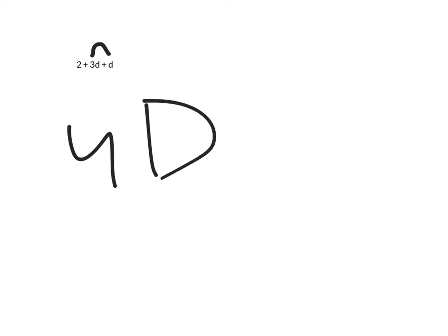Okay, so for the first problem, we have 2 plus 3d plus d. So first we're going to want to combine the like terms. The two like terms here are 3d and d. That gives us 4d. And then this 2 has no other like terms, so we're just going to add that on. And there's your final answer.